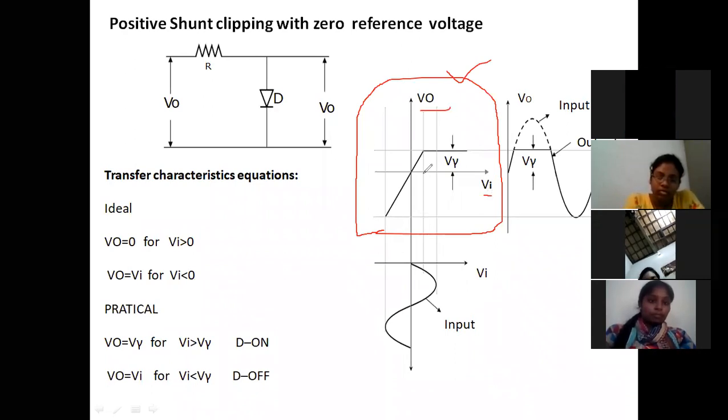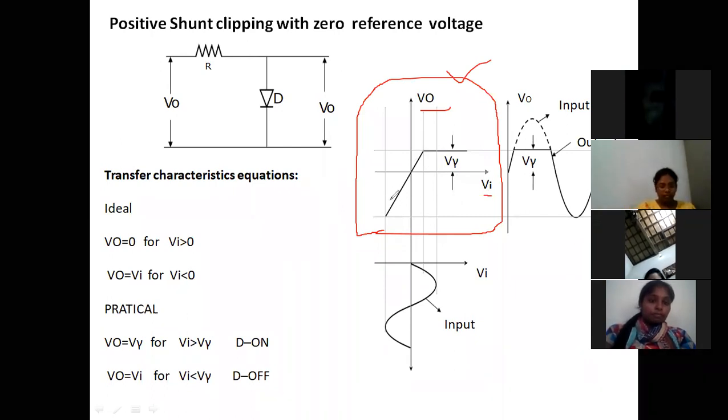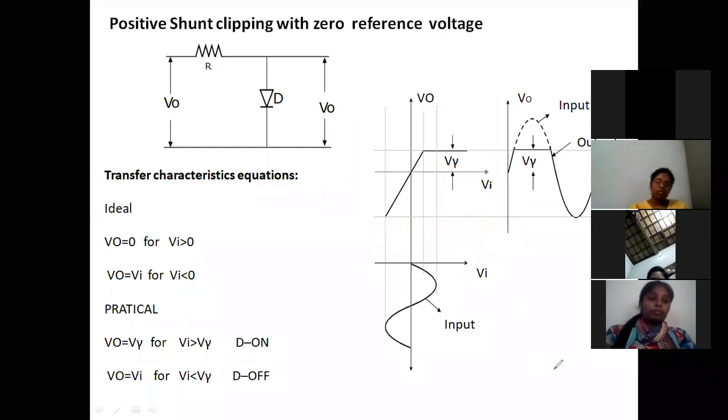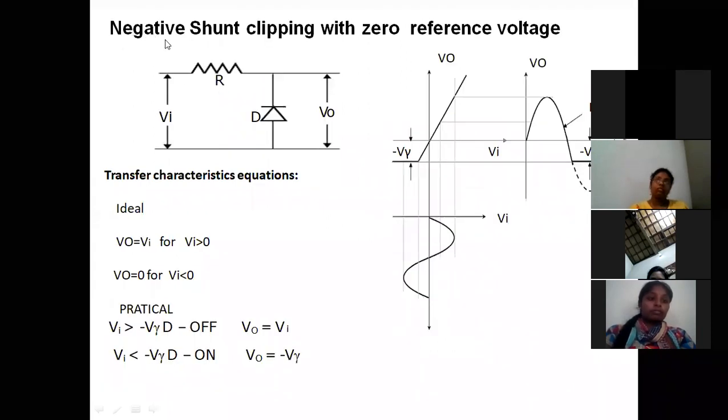How this graph is obtained, I explained in the morning class. If you have any doubts regarding this graph, you can ask. Otherwise, we will see the next circuit. You have seen the positive shunt clipper. The next one is the negative shunt clipper. Those who have missed the morning class, at least listen now carefully.